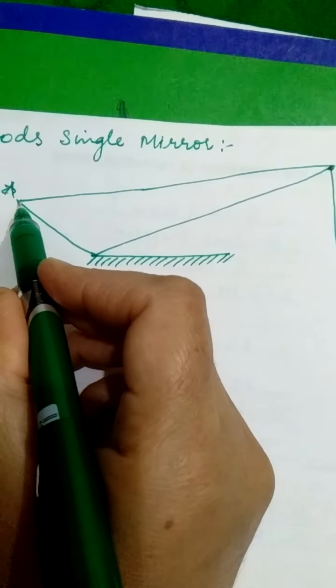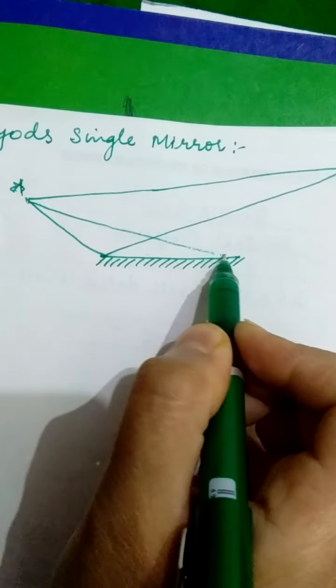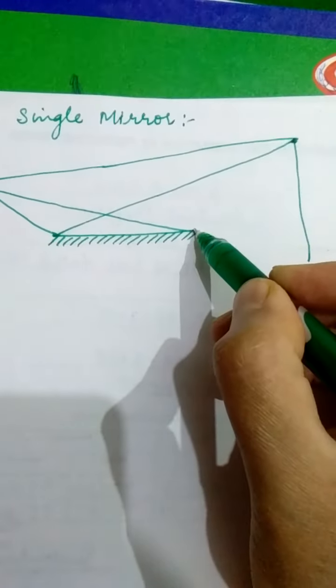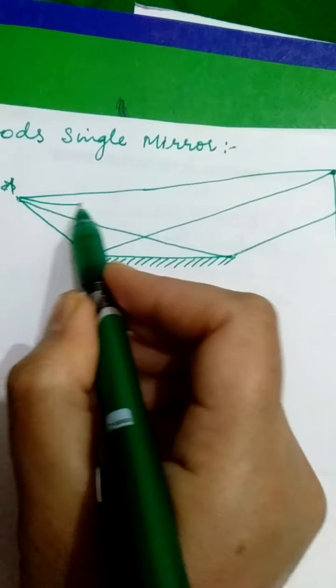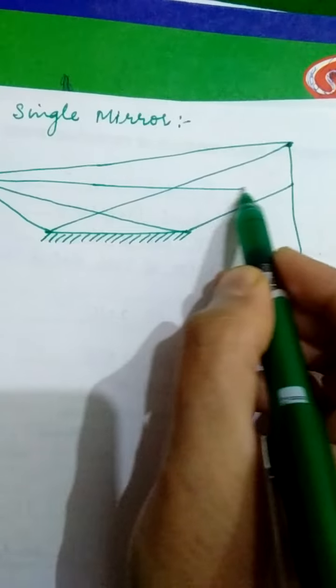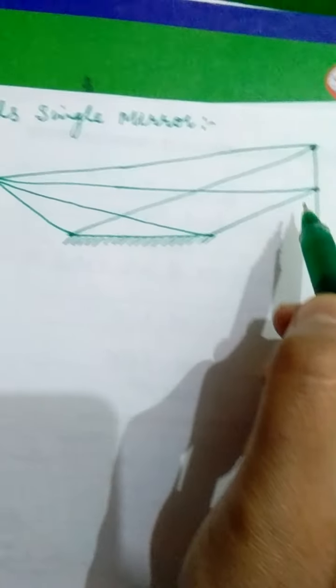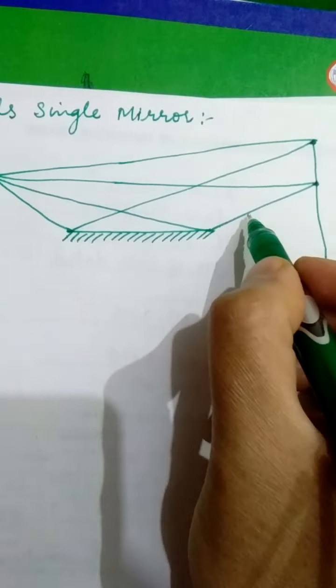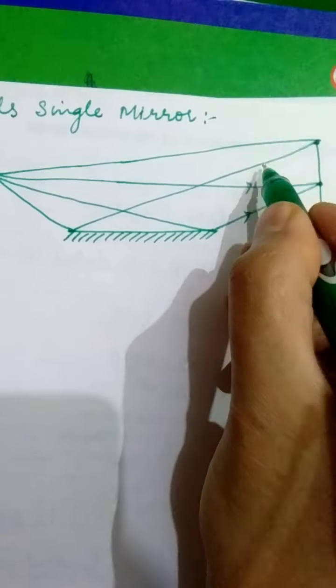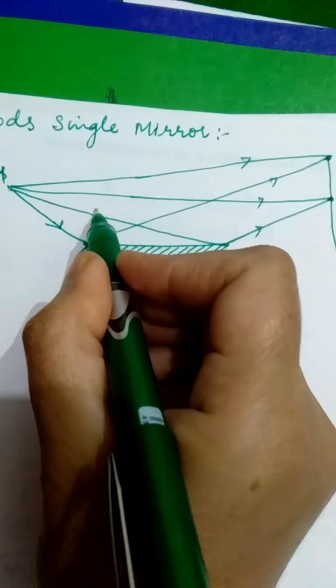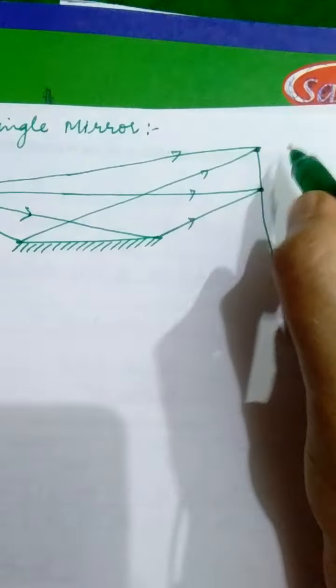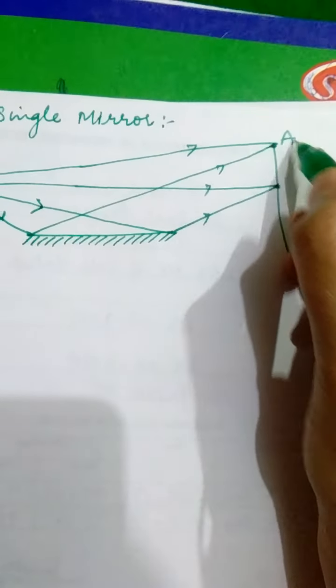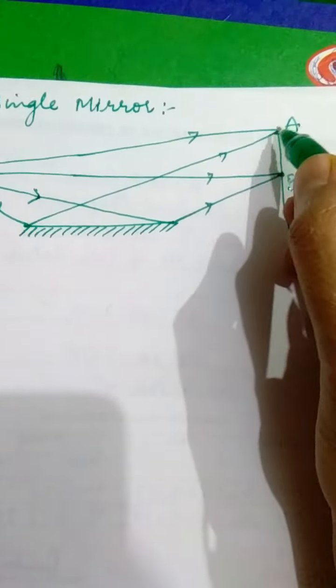Now, another extreme would be that a ray of light hits this end and it gets reflected at this point. Then there is also a direct ray which meets the point here. So, the interference pattern will be obtained between these 2 points, A and B only, not beyond, not before, right?